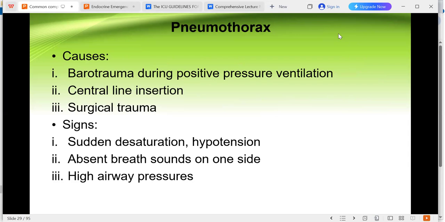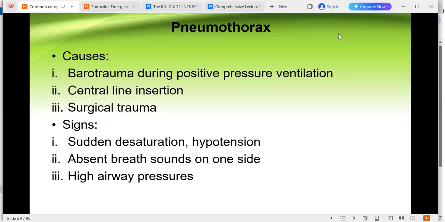Right, so I mentioned some of these things: barotrauma during positive pressure ventilation. It could be surgical trauma during tracheostomy. It's important for you to recognize pneumothorax. So how do you recognize it? A patient has sudden desaturation and is hypotensive at the same time.